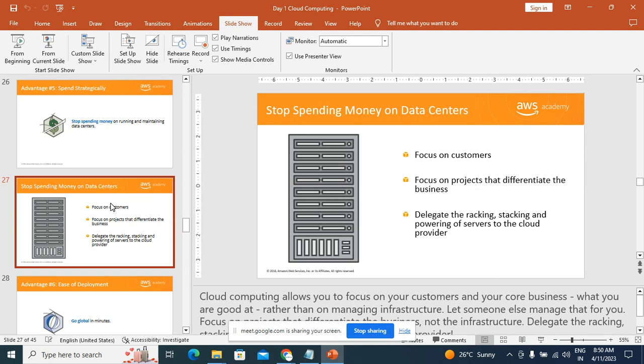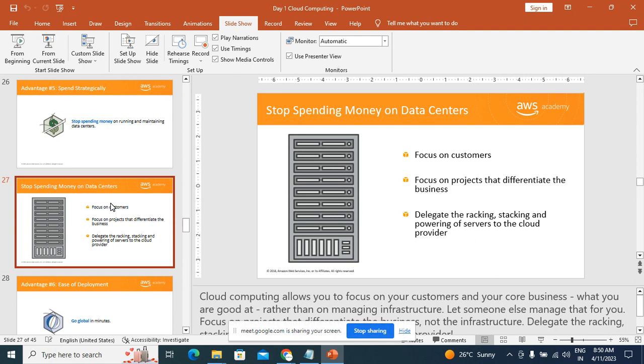Whenever you are running a startup or running a business, 50% of the job, the stress, gets relieved when you are using cloud computing services, because 50% of the background job will be handled by AWS. Only the front end job you need to focus on.